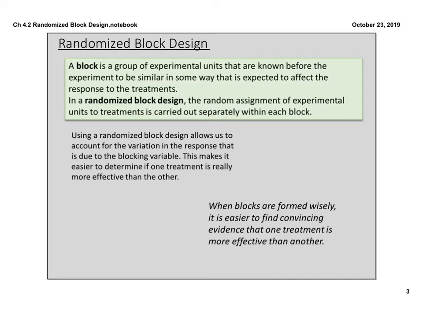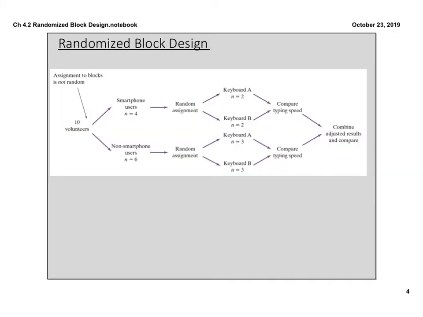It's to separate out groups of individuals that may have similar characteristics so that you remove that characteristic as a confounding variable. You remove it as a potential source of why the treatment may be different or may be effective or may be ineffective. So here's just kind of a picture, and this is an example of smartphone users.